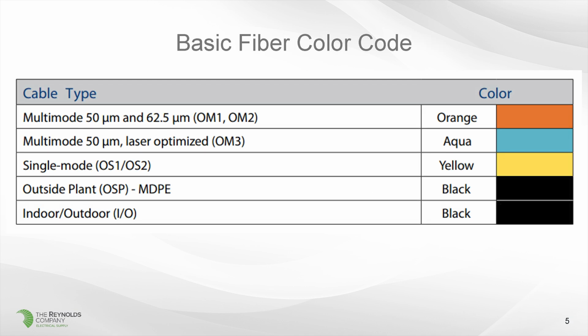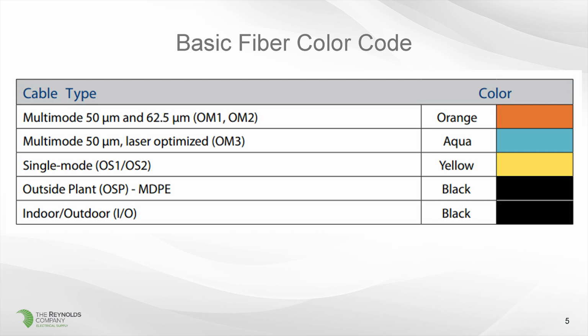Also, when it comes to fiber, there is a standard color code. The only thing is not everyone uses it. But typically, if you look at your patch cords and you see orange, that is almost always going to be OM1 or OM2, which is, from previously discussed, either 62.5 or 50 micron fiber. The aqua color, or the teal color you'll see quite often, is always going to be 50 micron, and it is laser optimized.